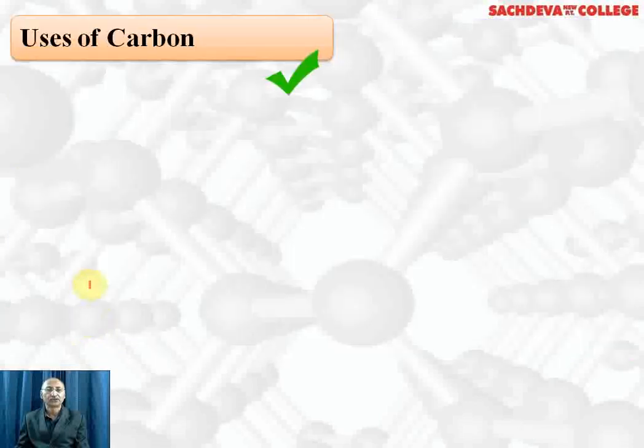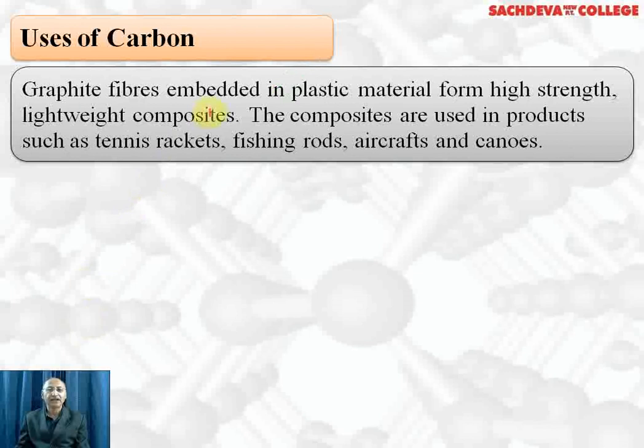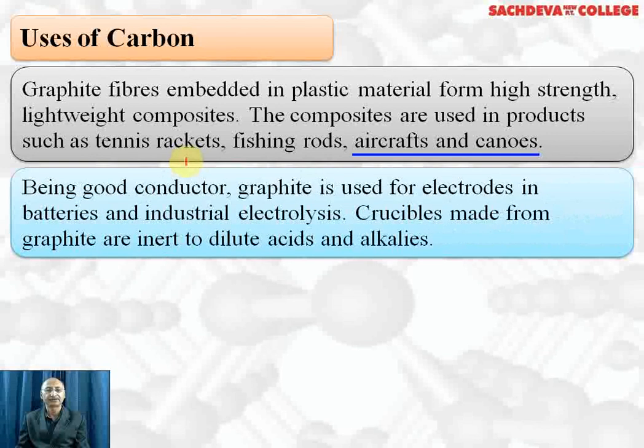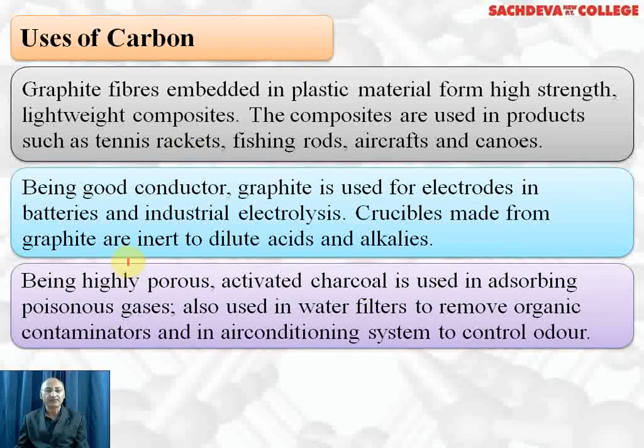Uses of carbon: graphite fibers embedded in plastic materials form high-strength, lightweight composites. These composites are used in products such as tennis rackets, fishing rods, aircraft, and canoes. Being a good conductor, graphite is used for electrodes in batteries and industrial electrolysis. Crucibles made of graphite are inert to dilute acids and alkalis and can withstand high temperature.